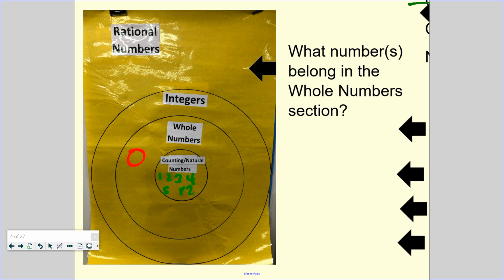because the numbers 1, 2, 3, 4, 5, 6, they are whole numbers, don't get me wrong. But do you see how you have an outer circle? Whole numbers can be counting and natural numbers. So we're done with that category. Next category.